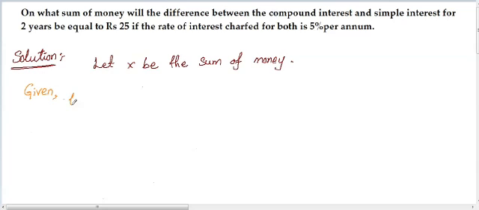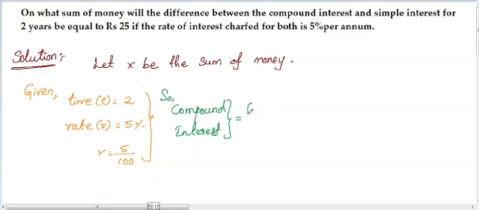Let x be the sum of money. Given time t equal to 2 years and the interest rate r equal to 5%, which is 5 by 100. So the compound interest becomes x into (1 plus r) power t minus x.